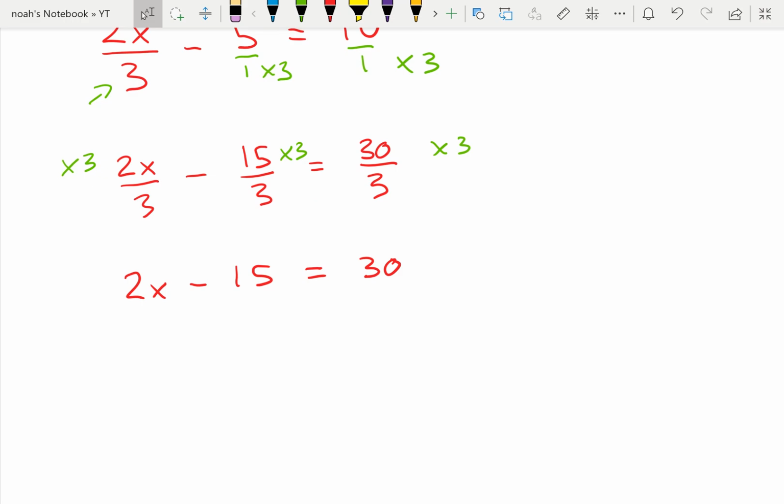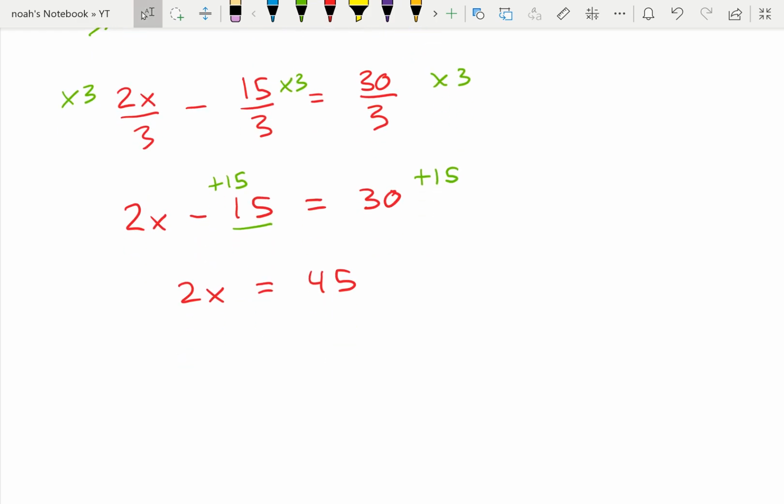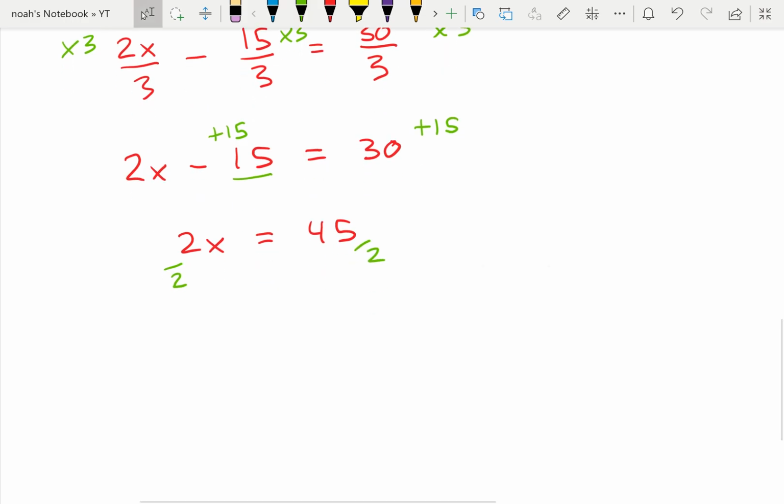Next, we want to get rid of this 15 right here. So we're going to add 15 to both sides. And then we're left with 2x equal to 45. And then lastly, since it's 2 times x, we want to divide by 2 on both sides. And our final answer, we get x is equal to 45 over 2. That is your final answer.